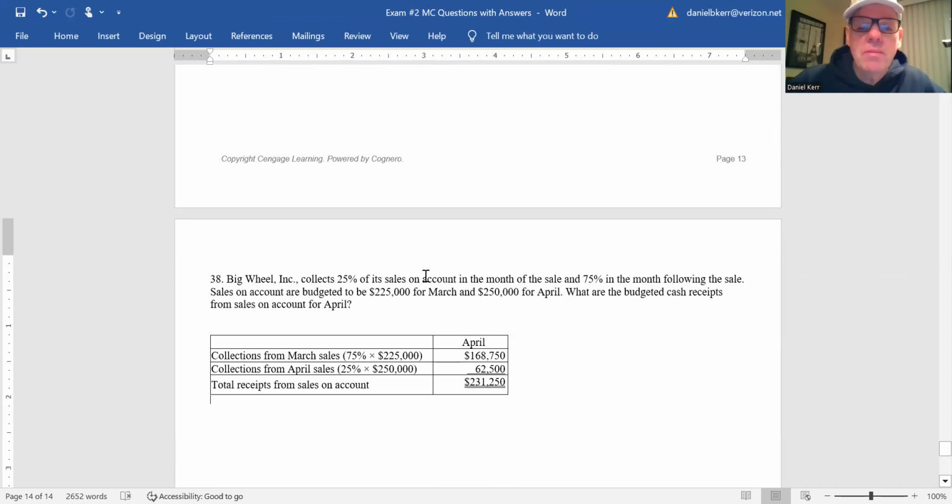So it's 25% from the month of the sale and 75% from the month following the sale. In April, the collections for March are going to be 75% of the sales for March. March was 225,000. Multiply that by 75%, and then you've got the collections for April. April sales were 250, and you get 25% there. So your total receipts are 231,250. The rationale is that you collect 25% of the sale in the month of the sale and 75% the following month. So in April, you collect 75% of March sales and 25% of April sales, giving you a total of 231,250.